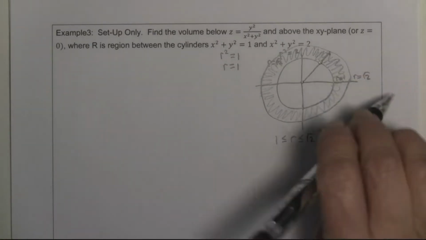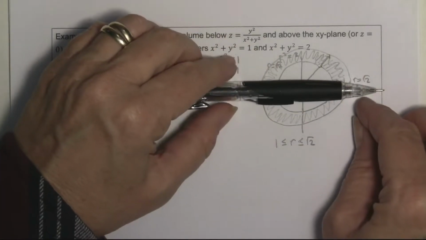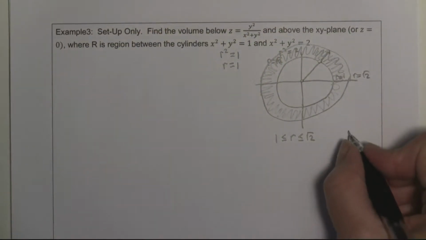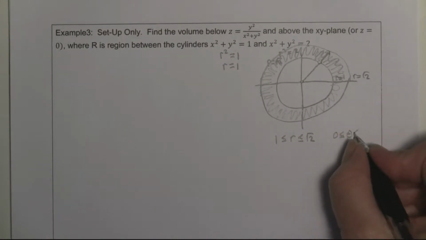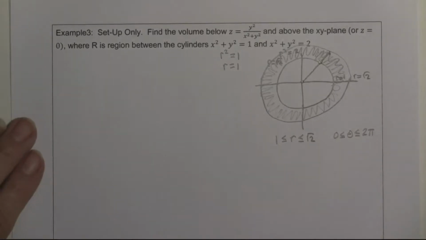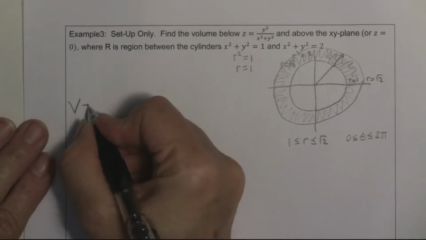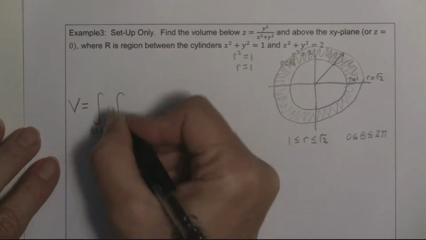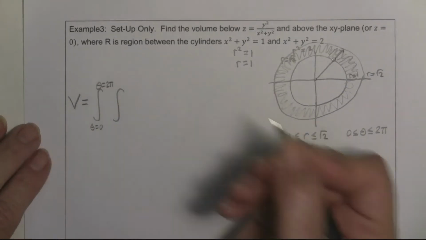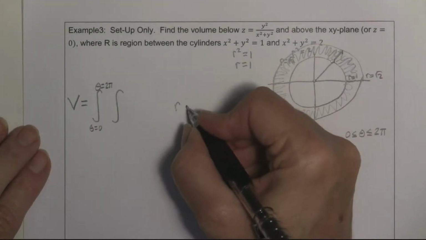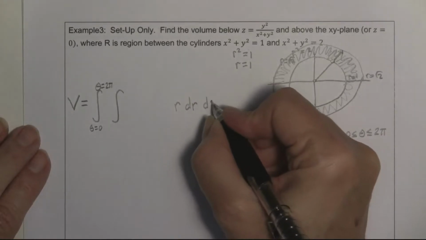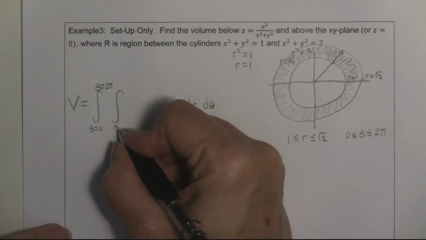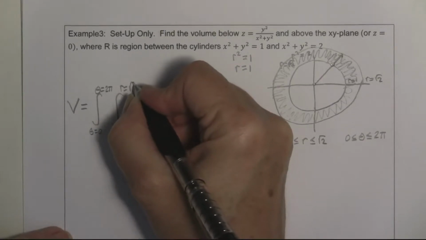So since I'm centered at the origin, and I'm wanting to know where does my theta go, my theta goes from 0 all the way to 2 pi. So on setup only, I'm going to have my volume equals double integral, and our theta goes from 0 to theta equals 2 pi. Theta is always on the outside. You always do it in this order, r d theta. Always is the order that you do it in. And r goes from 1 to the square root of 2.